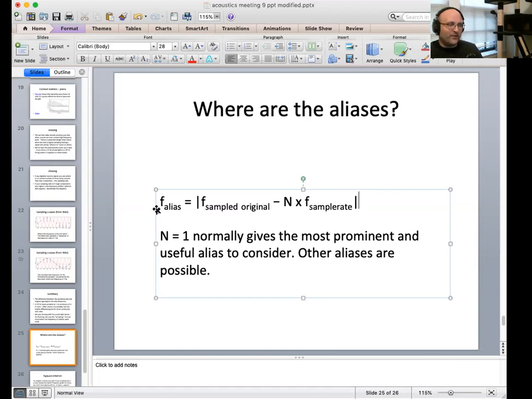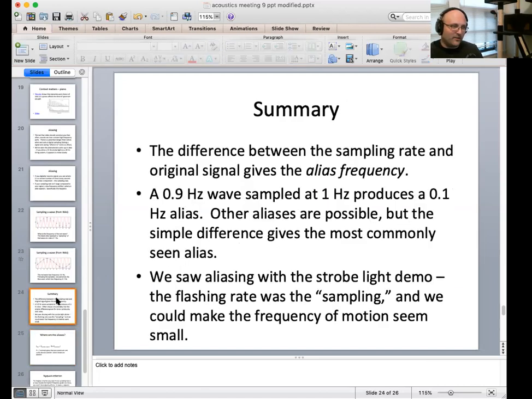That certainly worked here. So in my example, my alias frequency was 0.1, my sampled original was 0.9 hertz, and the sample rate was 1. The bars on the outside are absolute value bars to guarantee positive numbers, right? So that's where aliases are located. And so the reason your sample rate in audio is so high is so that you don't have audible aliases anywhere. I'll worry about that a little bit later.